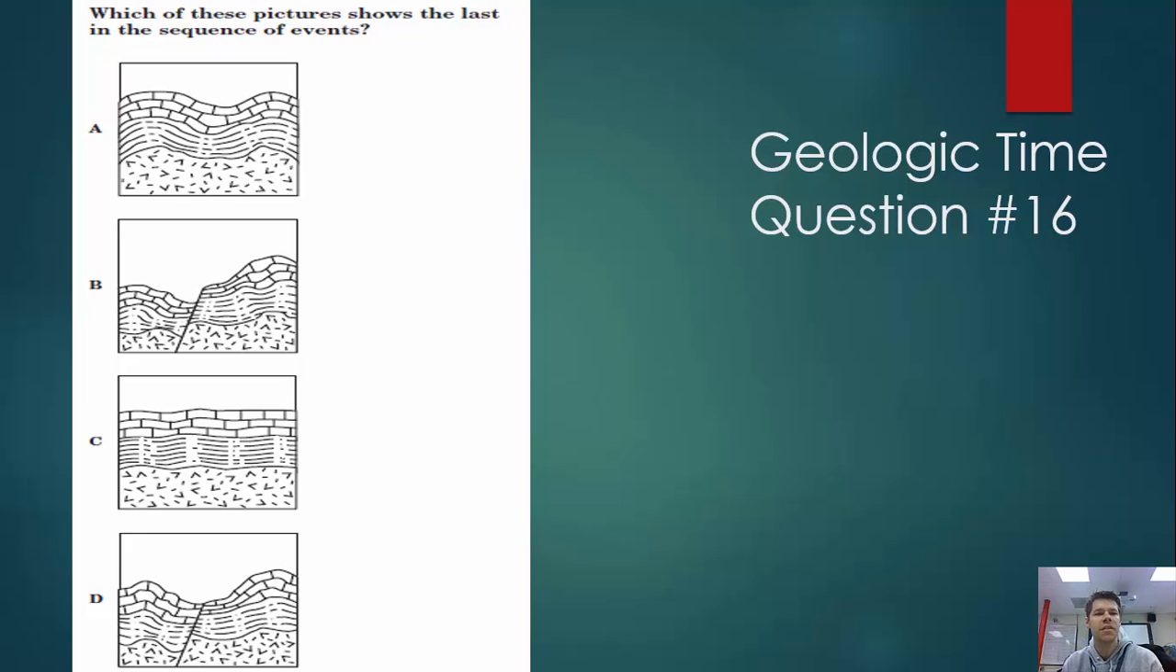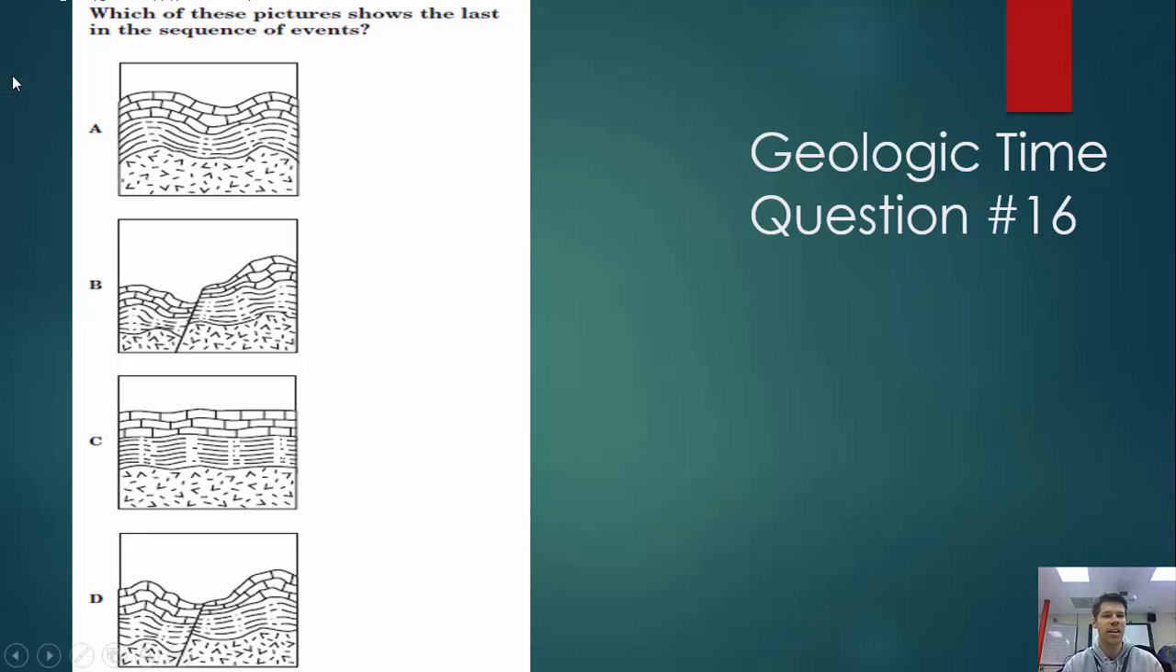Which of these pictures shows the last in the sequence of events? So a couple ways you can think about it is which one happened most recently, or just put them in order and find out which one happened last. And if we look here, we can see letter C, that our sediment and our rock layers have been deposited horizontally. This is the traditional, normal way that a rock layer is deposited. So C is what happened first.